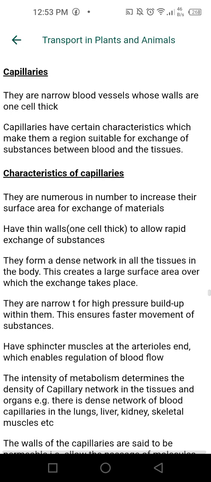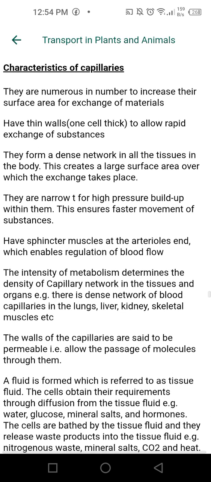Capillaries. They are narrow blood vessels whose walls are one cell thick. Capillaries have certain characteristics which make them a region suitable for exchange of substances between blood and the tissues. Characteristics of capillaries: they are numerous in number to increase their surface area for exchange of materials. They have thin walls, one cell thick, to allow rapid exchange of substances.